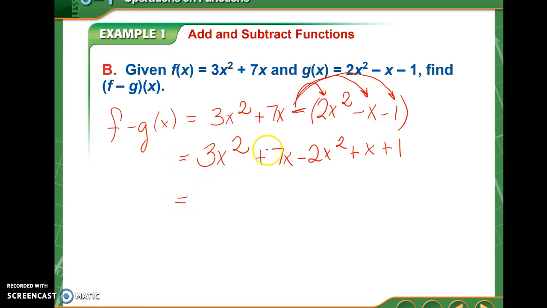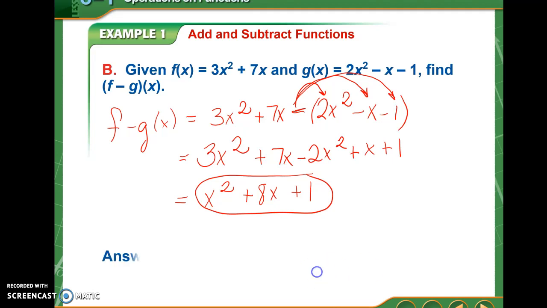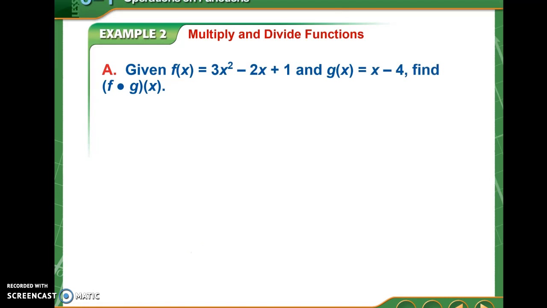Then again, combine like terms. 3x squared minus 2x squared is x squared. 7x plus x is 8x plus 1. So this is f minus g. So we're kind of going through this fast because we've done this before, but make sure you ask questions if you're not sure. So notice this is a closed circle, so when it's multiplying, it's going to be this closed circle. They kind of make a big deal of it because we are going to be looking at an open circle, and that means something totally different. And we will be doing that here next.